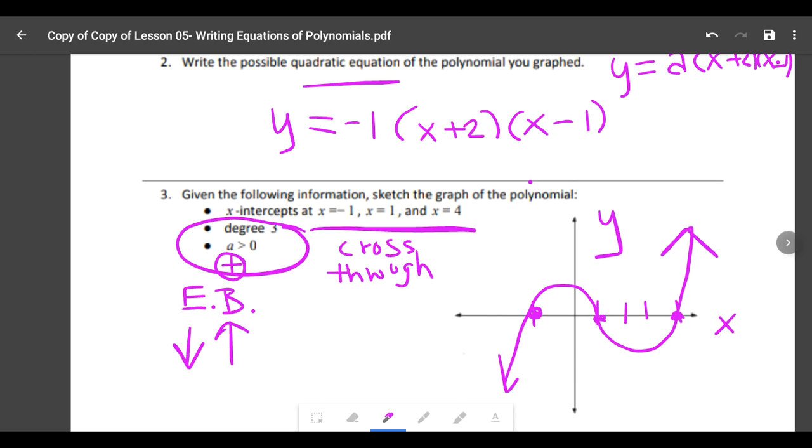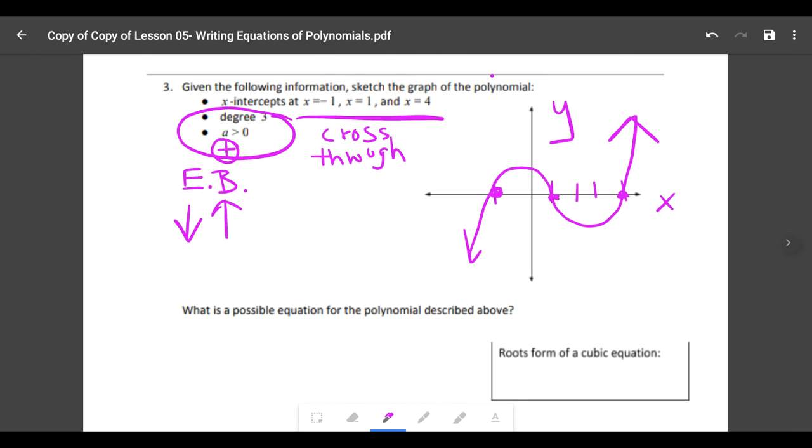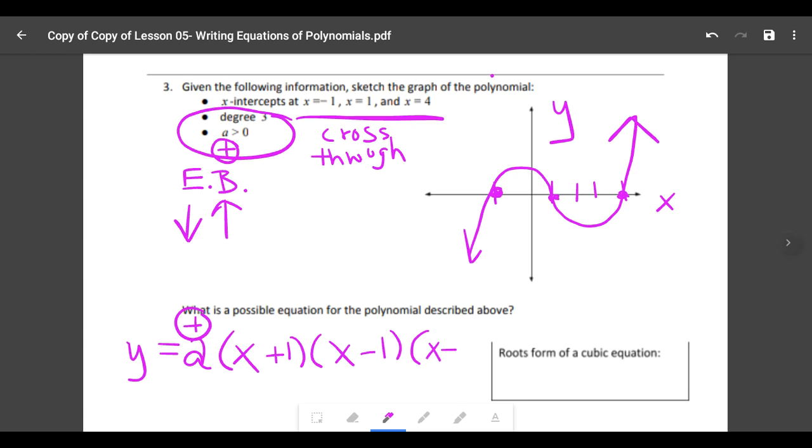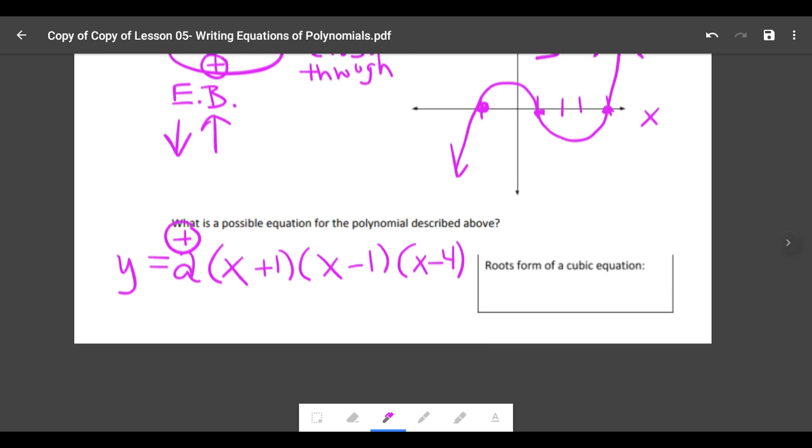Now, if we wanted to think about a possible equation for this, we have some a value that needs to be positive, and we're going to swap our sign. So if I cross through at -1, the factor was x plus 1. If we cross through at +1, the factor was x minus 1. Same thing for the +4, the factor is x minus 4. Now, we really need to know what a value we're going to use, and that's what we talk about today.